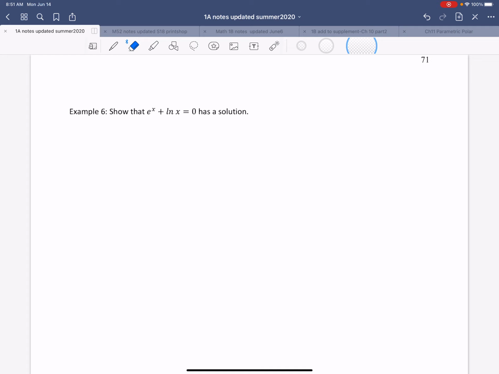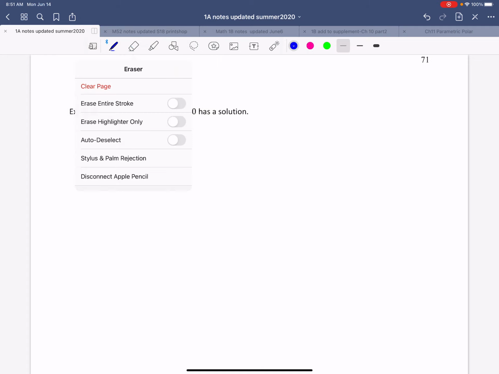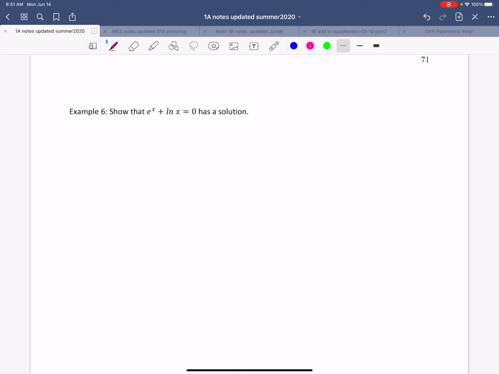Another example we have here, so show that e to the power x plus natural log of x equals 0 has a solution. So in this example, I'm not even told, they didn't give me an interval, so I have to start with f of x is e to the power x plus natural log of x. F of x is always continuous in its domain.